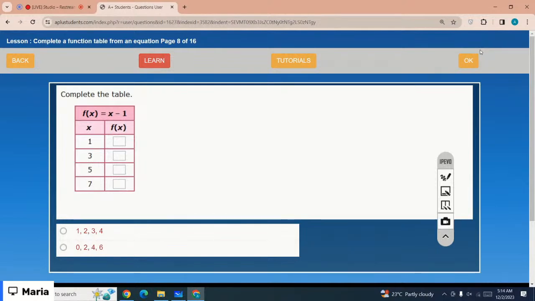Complete the table. F of x equals x minus 1. You have to evaluate for 1, 3, 5 and 7. So which is the correct option?